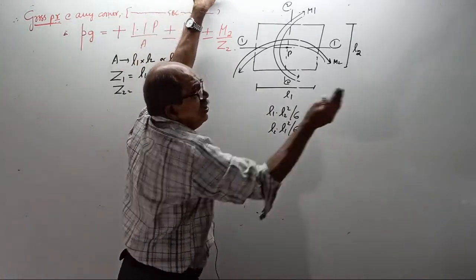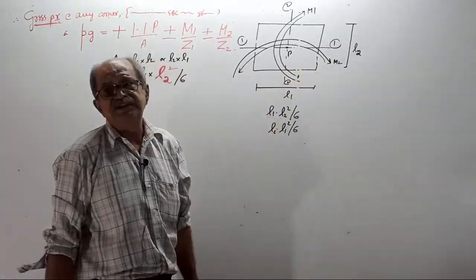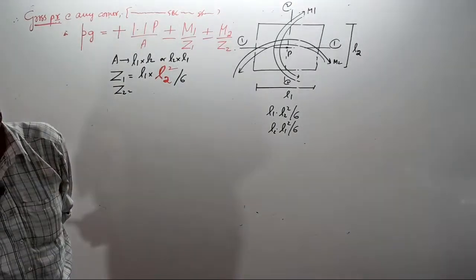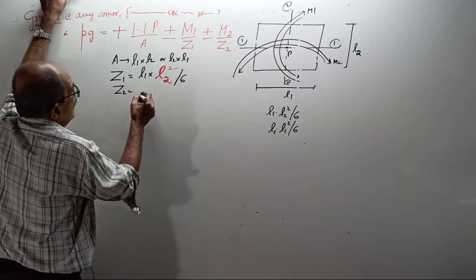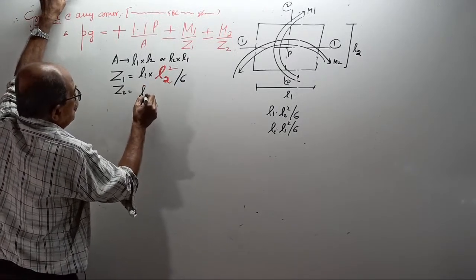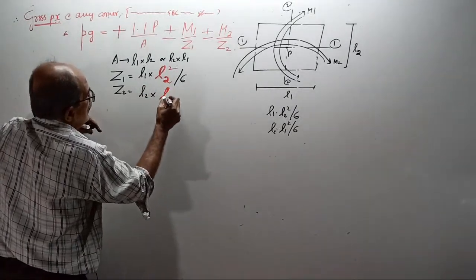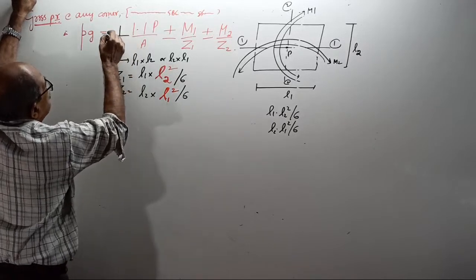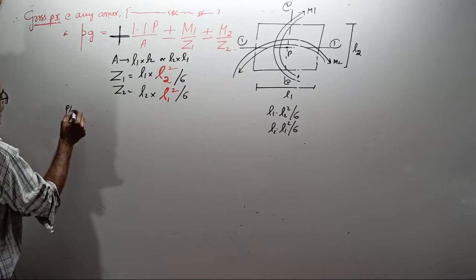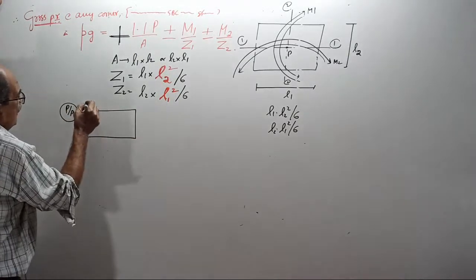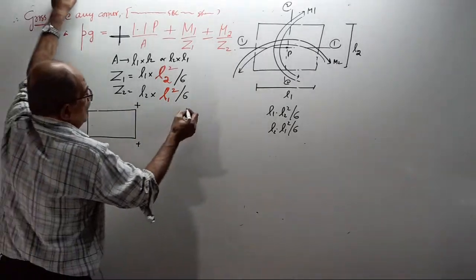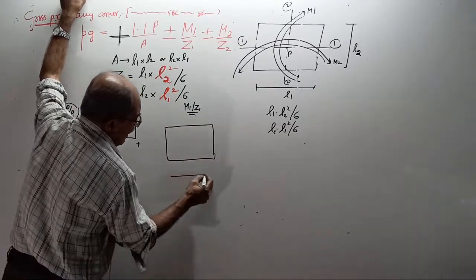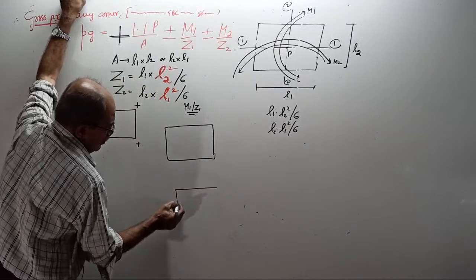Tell me, for M2, which is the structural depth? L1. So, therefore, Z2 is L2 into L1 square divided by 6. And remember, P by A is always positive. Look, I will write now, P by A is always positive. Look, plus, plus, plus, plus. Now, I will tell you M1 by Z1. Tell me, answer fast.